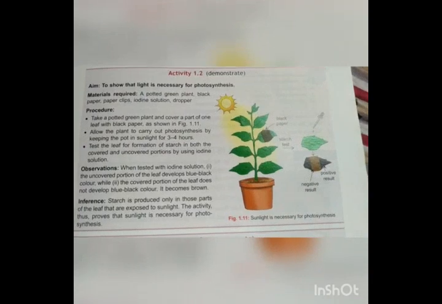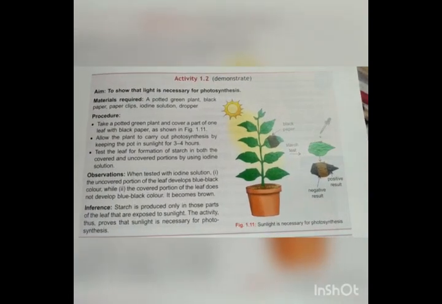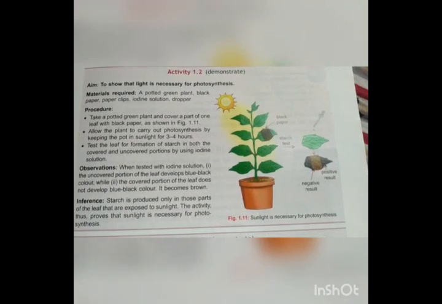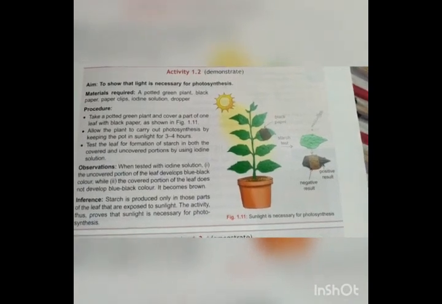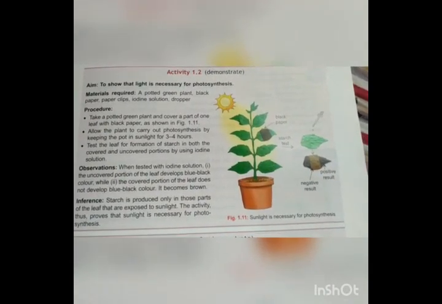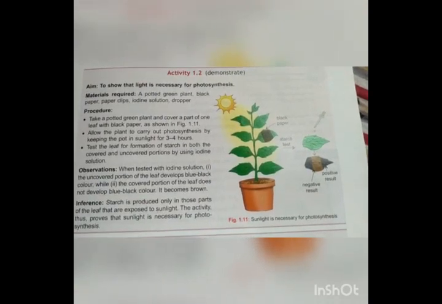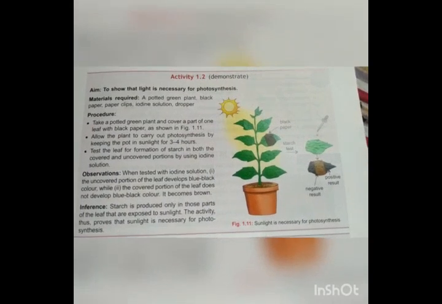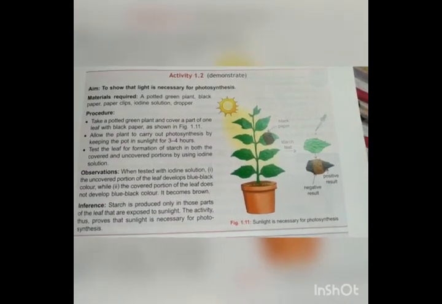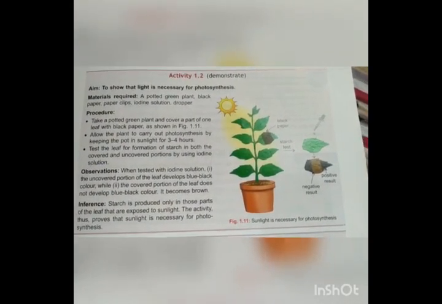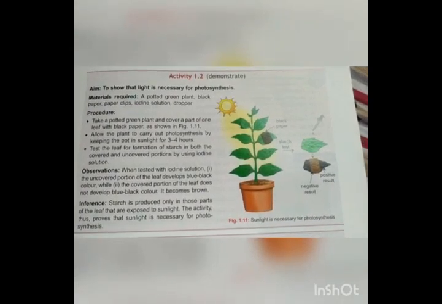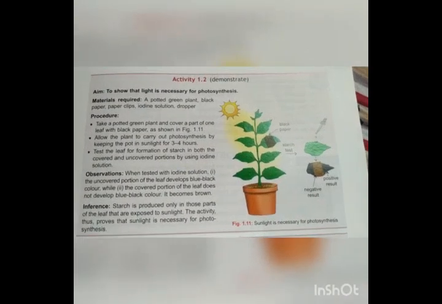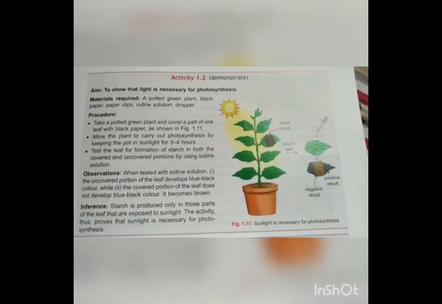What we have to do is cover a part of a leaf of that potted plant with the black paper, and then allow the plant to carry out photosynthesis by keeping it in the sunlight for 3 to 4 hours. After that we have to pluck that leaf, remove the black paper, and put iodine solution on the whole leaf.